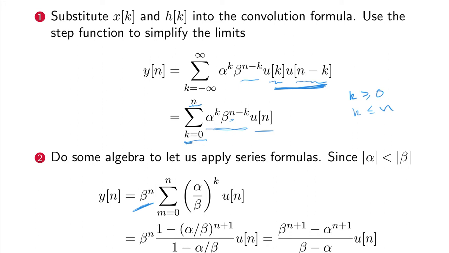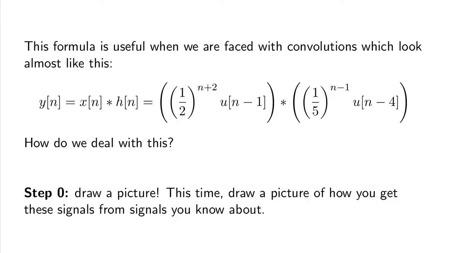Then we use the geometric series, and after a little bit of cross multiplying we get this nice form in the output: beta to the n plus 1 minus alpha to the n plus 1, over beta minus alpha. So this formula is very useful. Again, it's a general template that we can use.